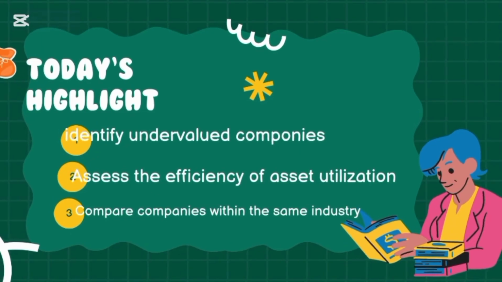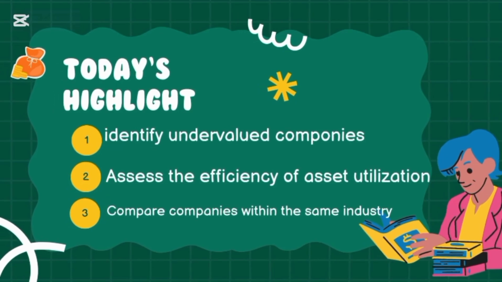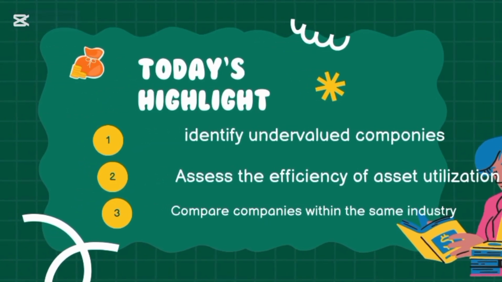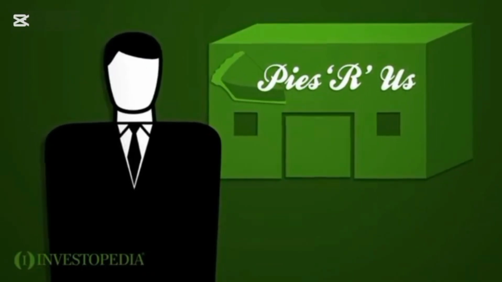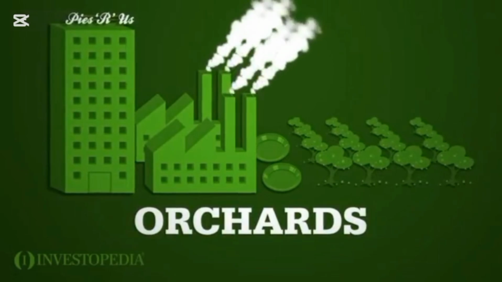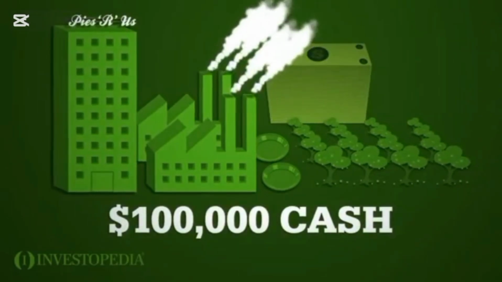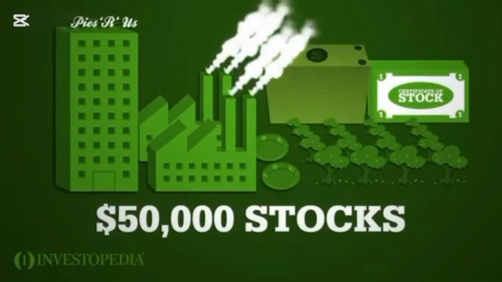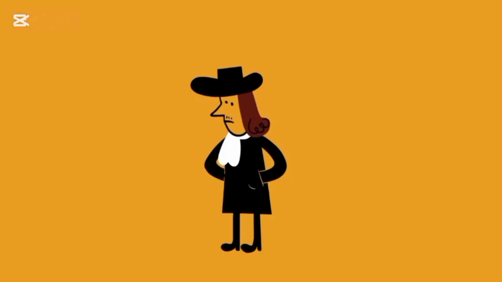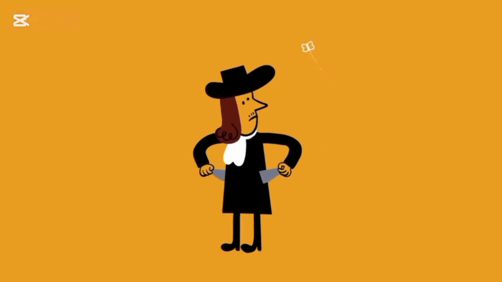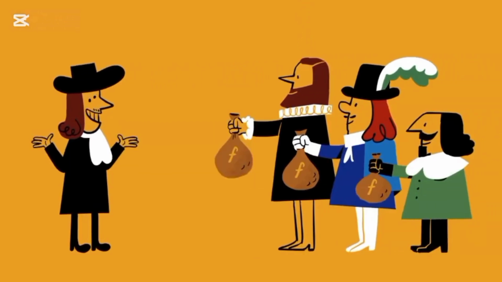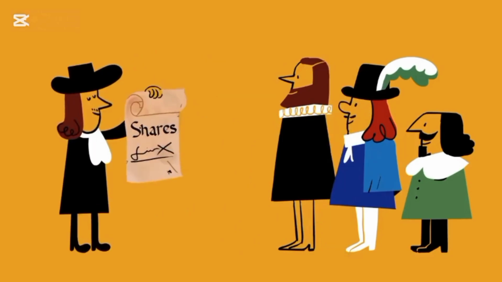The P over B ratio is a valuable tool in fundamental analysis because it helps the investor, first, identify undervalued companies. A low P over B ratio might indicate that the market is undervaluing the company's assets and future earnings potential. Second, it helps assess the efficiency of asset utilization. A higher P over B ratio could suggest that the company is effectively utilizing its assets to generate profits, while a lower ratio might point to inefficient asset management.